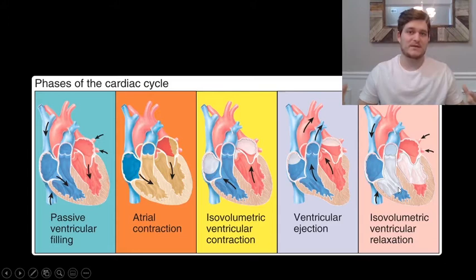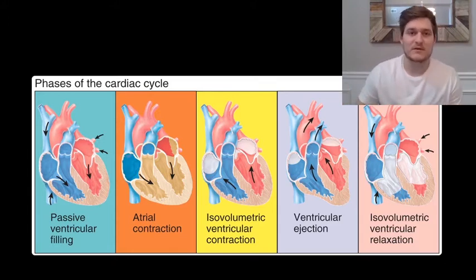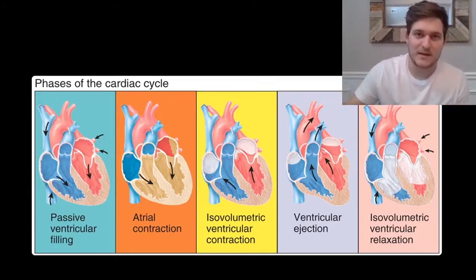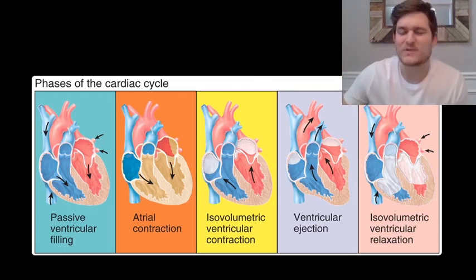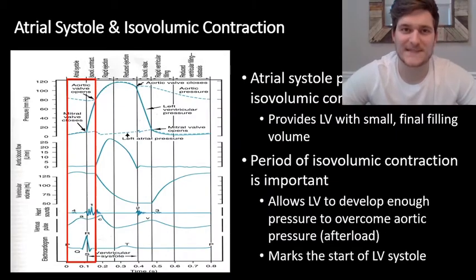And that's basically the heart, the cardiac cycle. Every single second, it goes through these 5 different phases. And so now we'll talk a little bit more about the pressures and things that occur during these phases. First, let's begin with atrial systole.